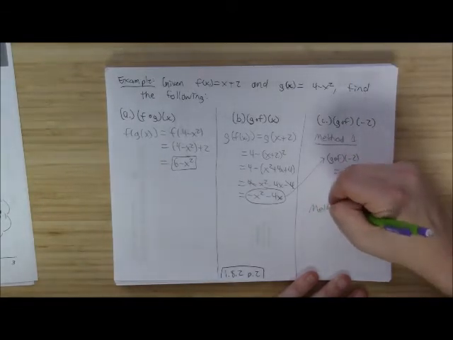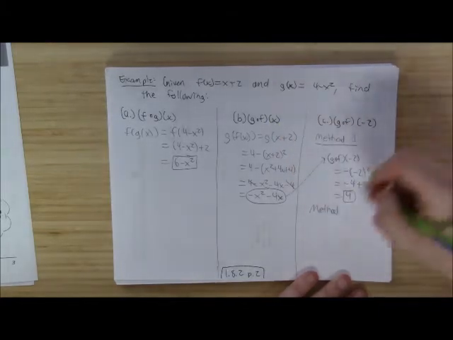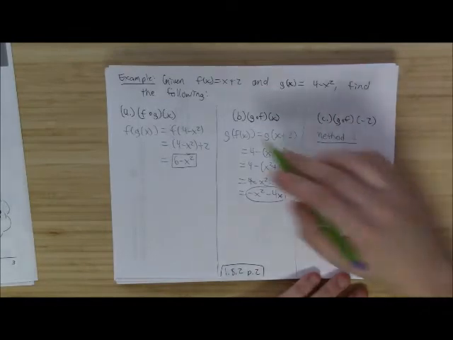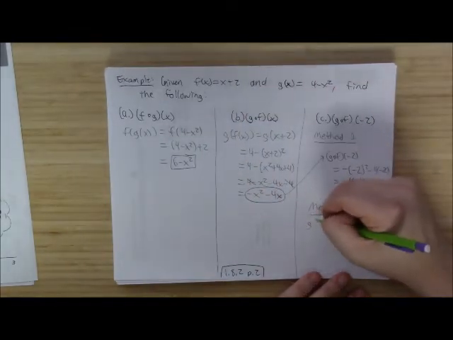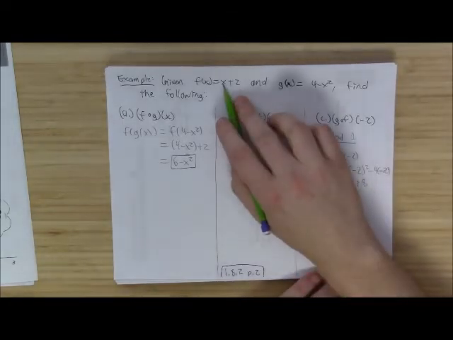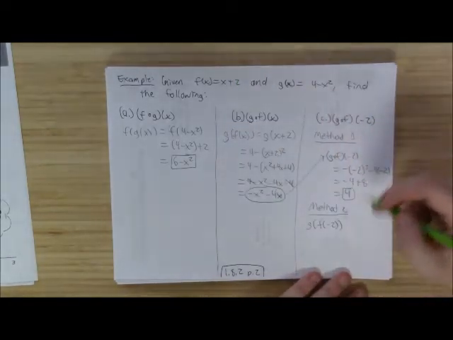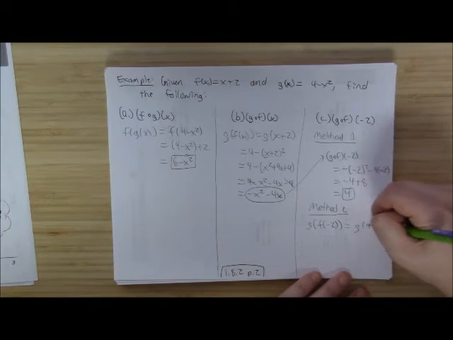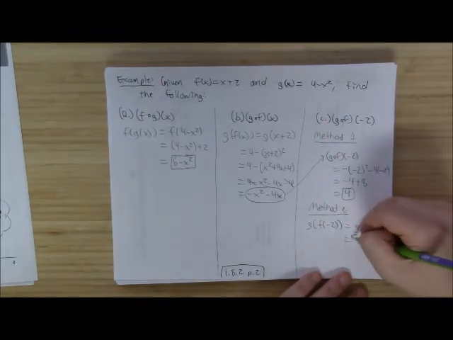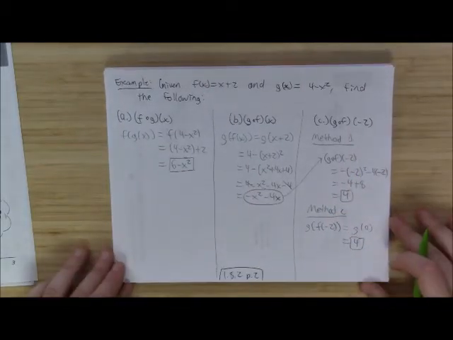However, if you hadn't computed this, what would possibly be an easier way to do this? Well, you wouldn't have to compute that. You could just say, this is g of f of negative 2. F of negative 2 plugged in is negative 2 plus 2, which is 0. So that would be g of 0. And then 0 plugged into g just gives me 4. So that's another fine way to do it.